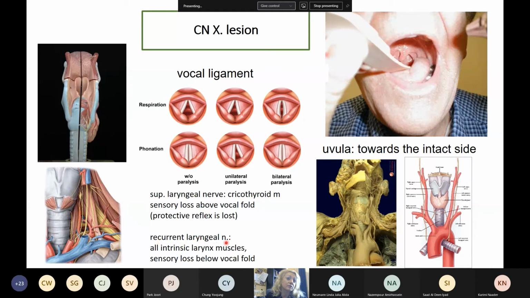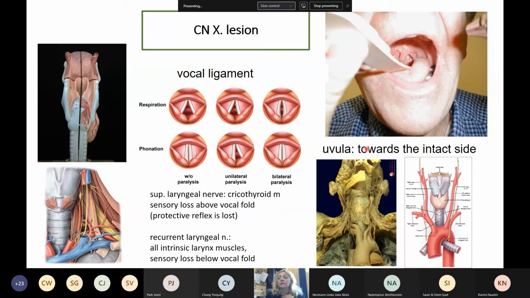The recurrent laryngeal nerve, which is many times lesioned, unfortunately, during thyroid surgery, for example, or any other neck surgery, then all intrinsic muscles will be paralyzed on that side, of course. There will be asymmetry of the vocal ligament, hoarseness of the voice.